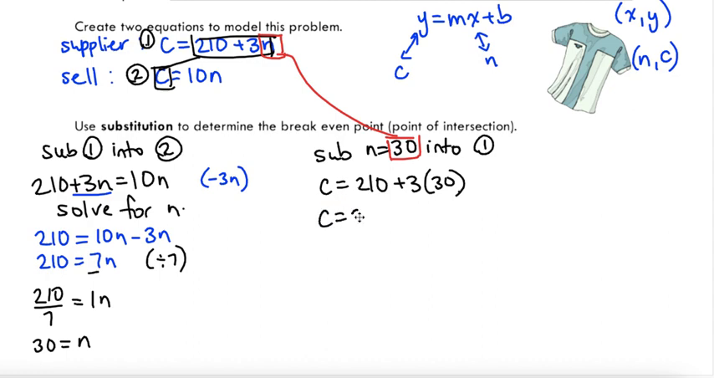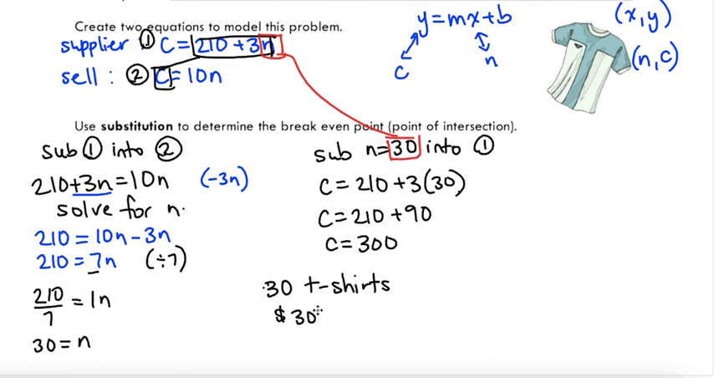C is equal to 210. 3 times 30 is 90. And 210 plus 90 is 300. So this means that I have to sell 30 t-shirts. Or if I buy 30 t-shirts, I'm going to make $300, or I have to give the supplier $300. So this becomes my break-even point.